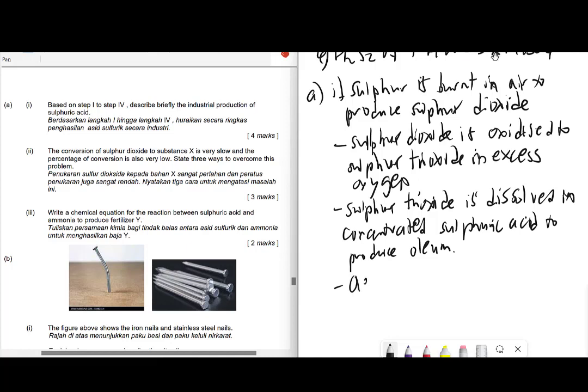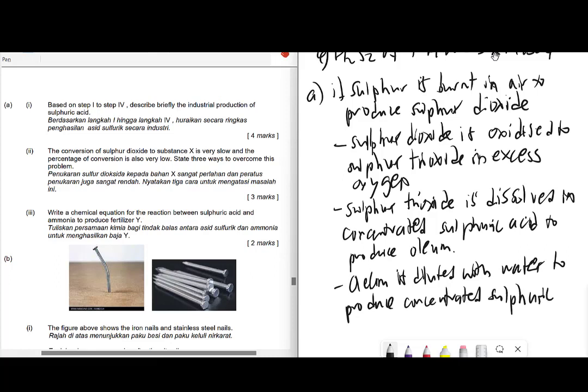Okay, oleum is diluted with water to produce concentrated sulfuric acid. So these are the 4 steps, and we explain them in words in a brief manner. Okay, so if it's an essay question, of course you can include all the given reactions, I mean the equations for that.